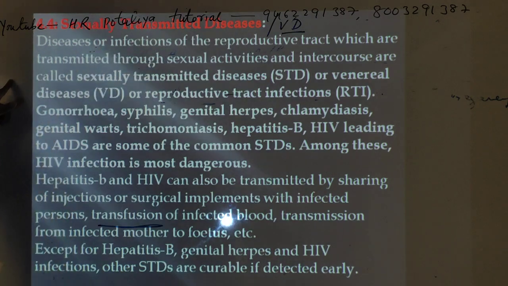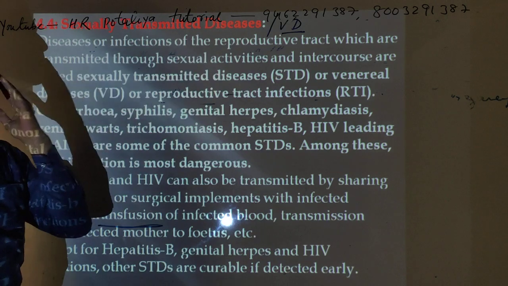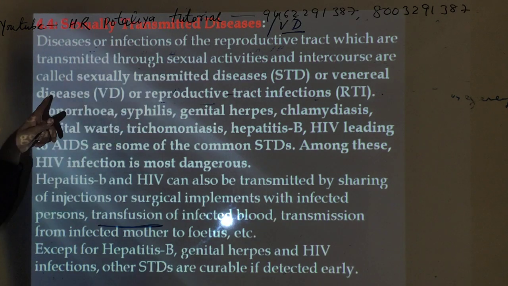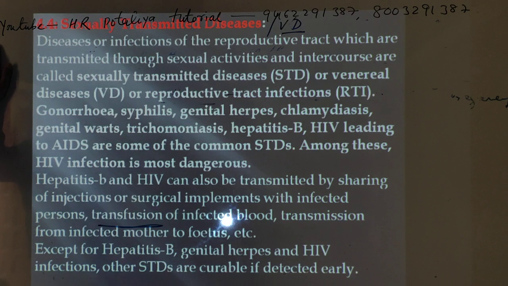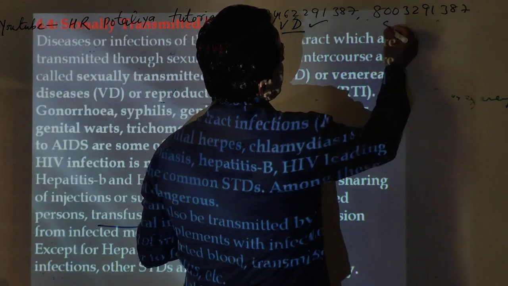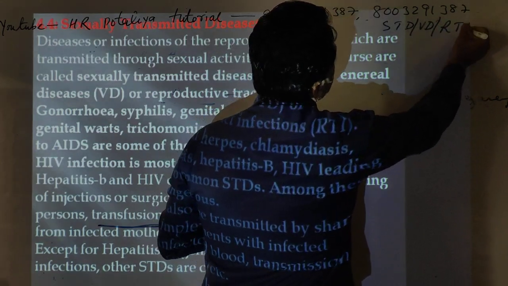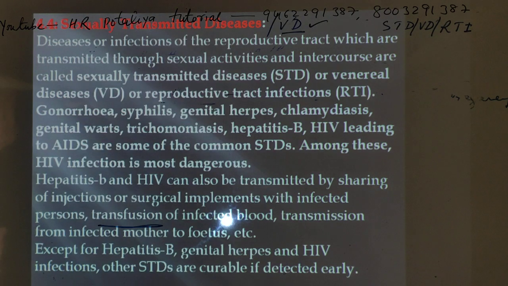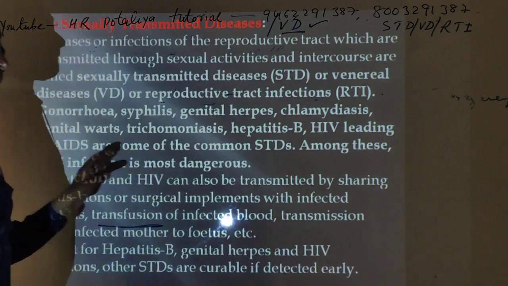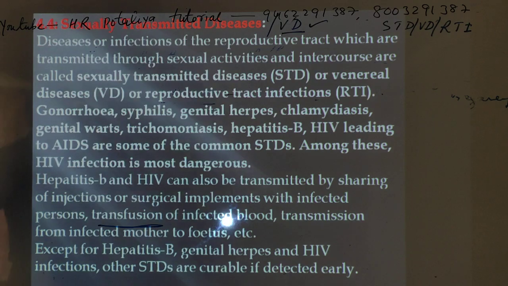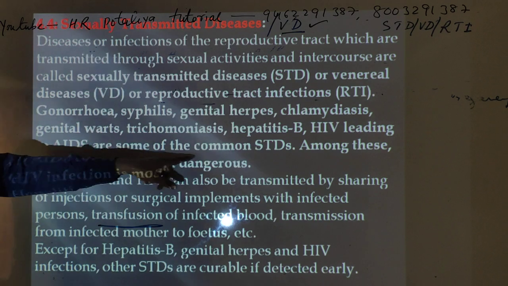Diseases or infections of the reproductive tract which are transmitted through sexual activities and intercourse are collectively known as sexually transmitted disease, STD, or that is also known as VD, venereal disease. Or the reproductive tract infection, STD बोल दीजिए, VD बोल दीजिए, STD, VD or the RTI. RTI, not an act, that is the reproductive tract infection. यानी रिप्रोडक्टिव सिस्टम है, उसके ऑर्गन और उसके पाथ में कोई इन्फेक्शन या डिजीज हो जाती है, that is the RTI, reproductive tract infections. For example, gonorrhea, syphilis, genital herpes, chlamydia, genital warts, trichomoniasis, hepatitis B, HIV leading to AIDS are some of the common STDs.